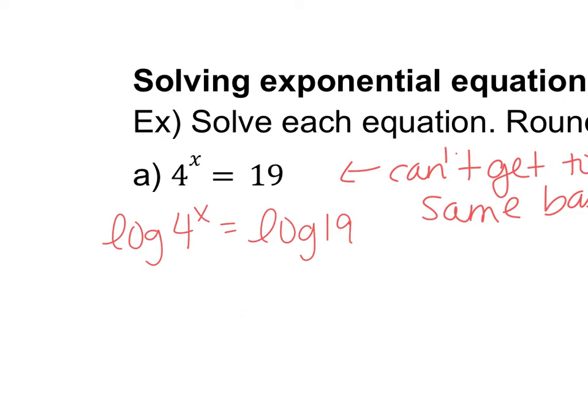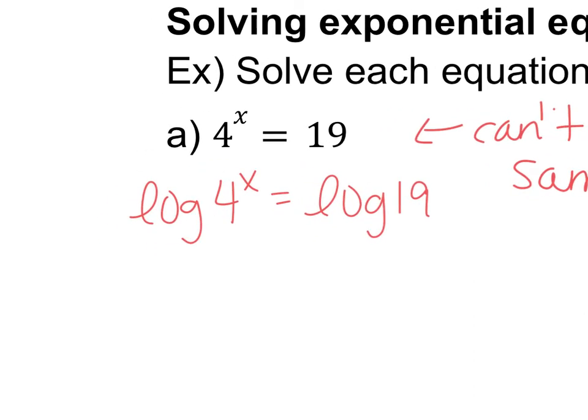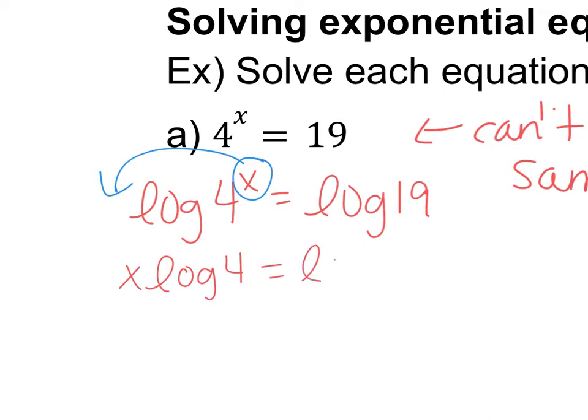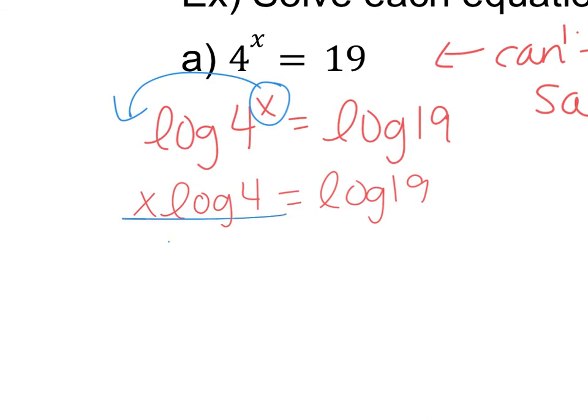Okay, so now any ideas on how to get the x by itself? Well, do you remember that power property on logs? Whenever you have a power, you can move it out front for logs. So this will be x times the log of 4 equals the log of 19. Oh, now we're getting somewhere. So now since it's x times the log of 4, let's go ahead and divide both sides by the log of 4 to get the x by itself.